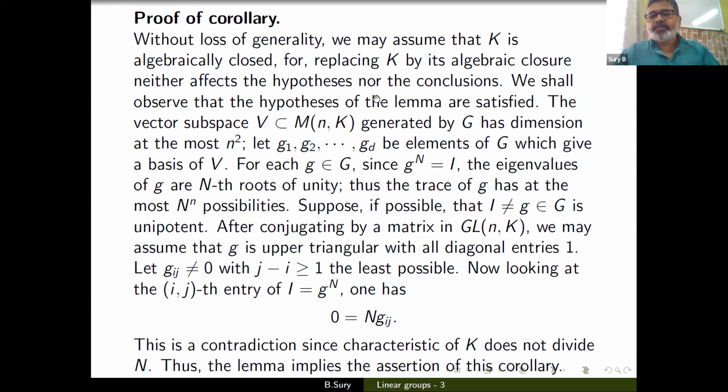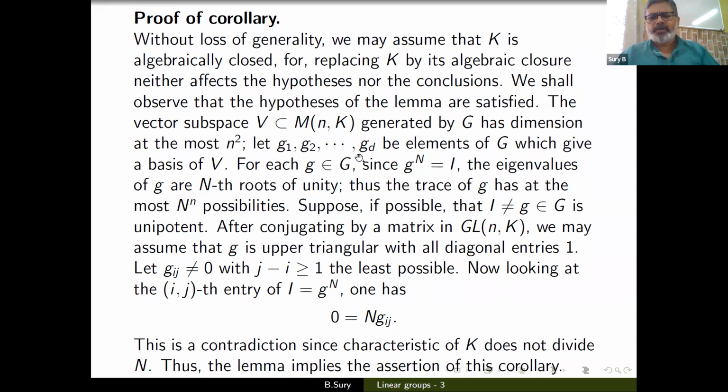So it's the vector space generated by G. This is a finite dimensional vector space in M_n(K), an n squared dimensional vector space. So this has some dimension, at the most n squared. Actually, if the characteristic is 0, and the action of G on K bar is irreducible, then we can actually show that D is n squared.